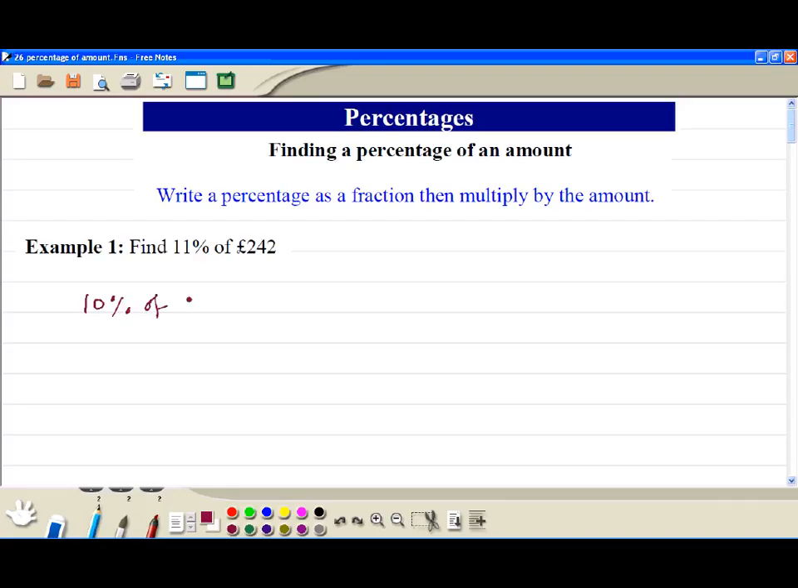of 242 is equal to, when we find 10%, we just move one decimal to the left, so we get 24.2. Then we can find 1% of 242. For 1%, you divide by 100, so you're moving 2 places to the left, so that would be 2.42.